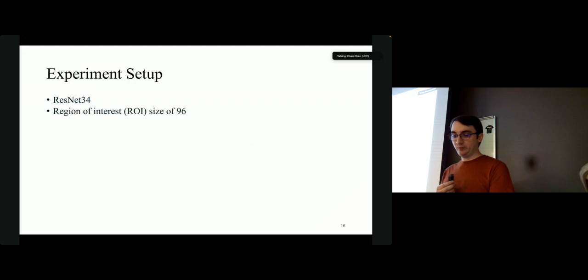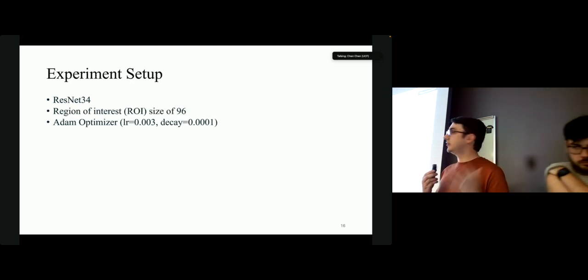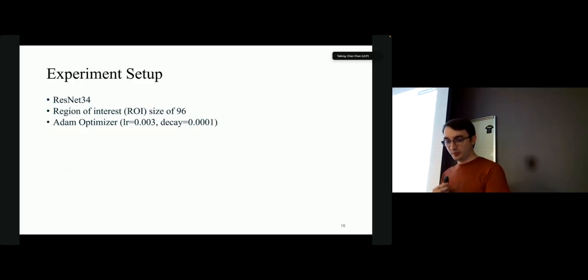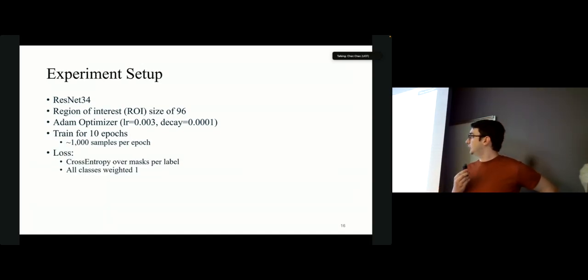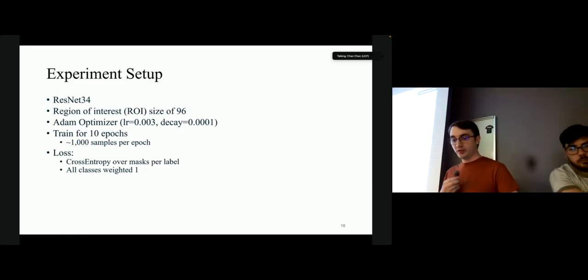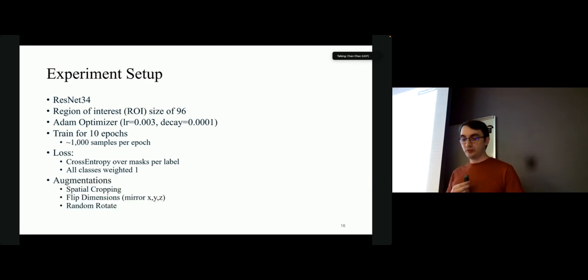For our experiment setup, we use a ResNet. The region of interest is only 96, while the total volume is on the scale of 6,000, so these regions of interest are pretty small. Standard training is 10 epochs, around 1,000 samples per epoch, which means it takes about 5 hours to do full training for the baseline. For the loss, we're using volumetric cross-entropy over the masks per label, and all classes are weighted equally, despite the scoring being different per class. Augmentations are pretty straightforward: spatial cropping, flipping each individual dimension, and random rotations.